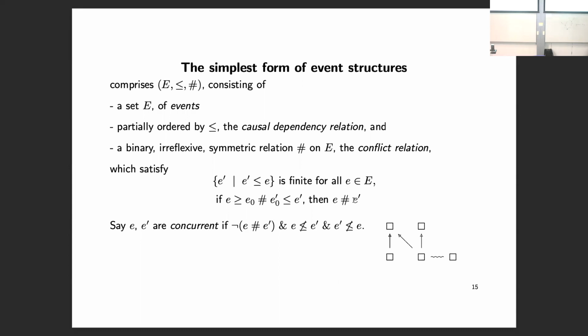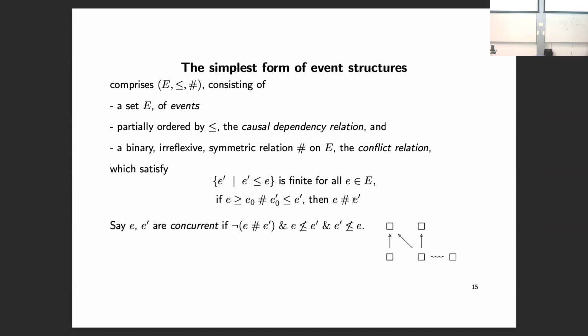So here's a little picture, which I'll use every now and again in this little mini course. Here are these events, here are the causal dependencies, and I'm representing conflict by this squiggly line here. So you see, in such a structure, just as with nets, we can see some concurrency when events can occur independently of each other, when they are concurrent. Namely, when they're not in conflict with each other, and neither event causally depends on the other.